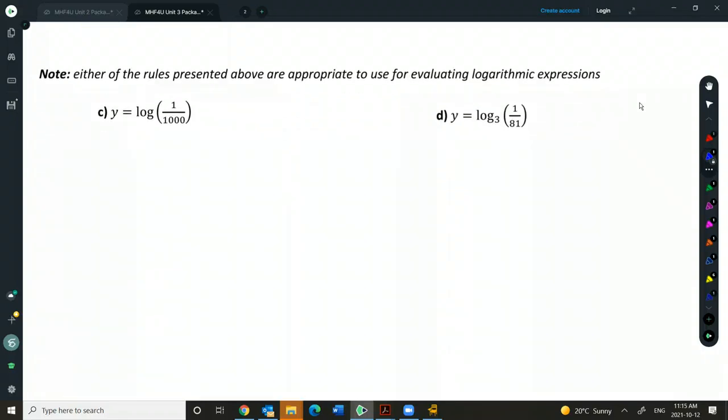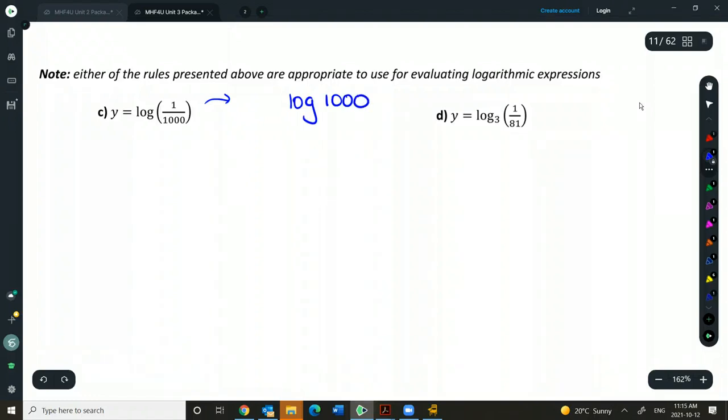Okay, so these are slightly different because there are fractions in here. If I have a fraction, all it means is my exponent answer must be negative. So I like to think of this: what is log of 1,000? And then if I can figure out what that is, then I just make it negative, and that's the answer to this one, right? So if I were to try to solve what is log of 1,000, this is base 10. I'm asking myself, 10 raised to what exponent equals 1,000?